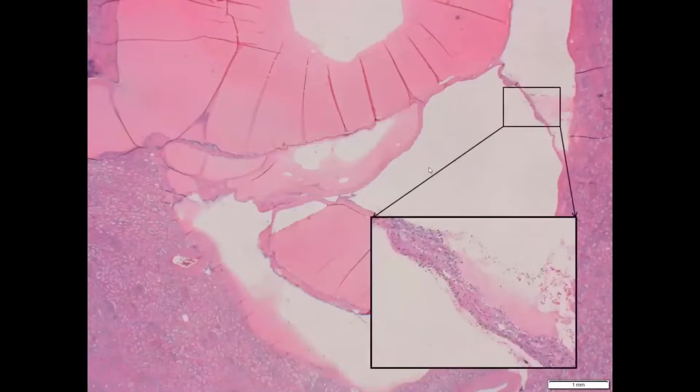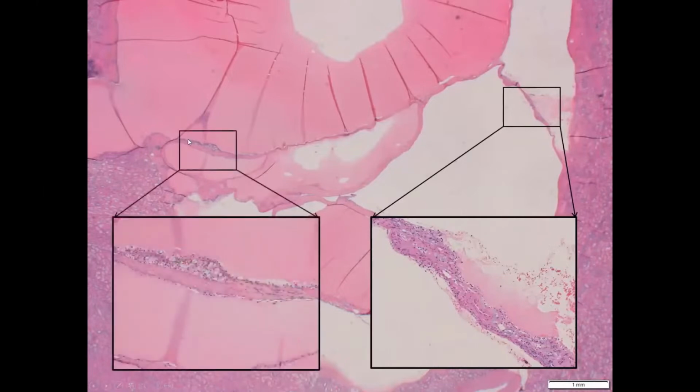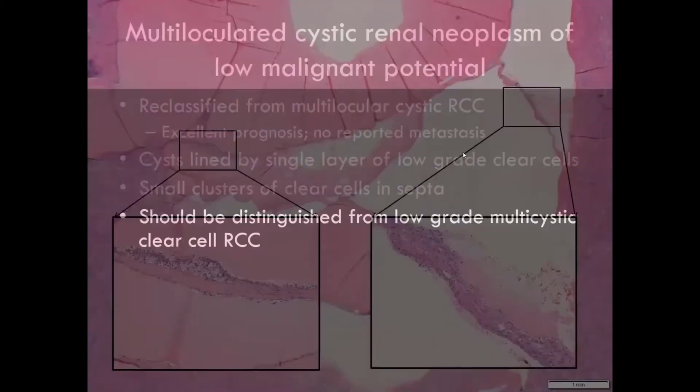So this is a tumor that is multiloculated cystic, and then you can see several septations. So let's look closer at the septations. You can see that the septations are lined by a single layer of clear cells, which have very low-grade cytology, right? And also inside the septations, you can see a few scattered clear cells. And then if you look at another area of the septation, you can see here the clear cells are clustering a little bit, but this does not form an expansile nest. It's a tightly packed, very small cluster, which is still acceptable for this diagnosis.